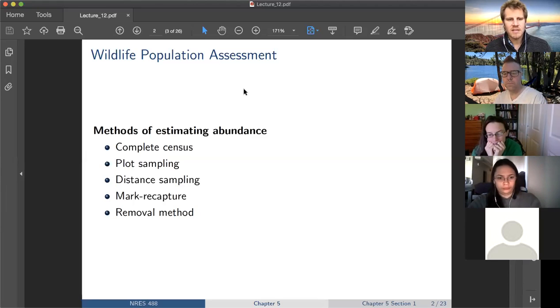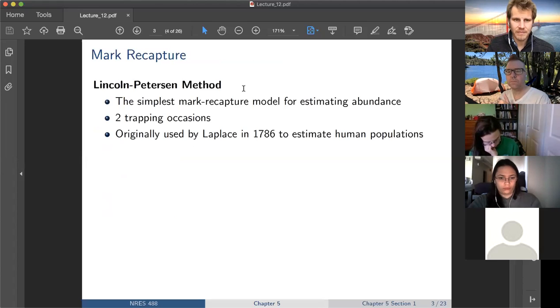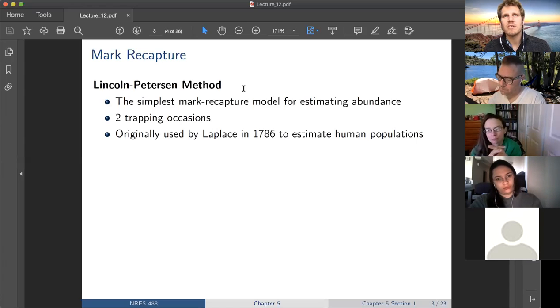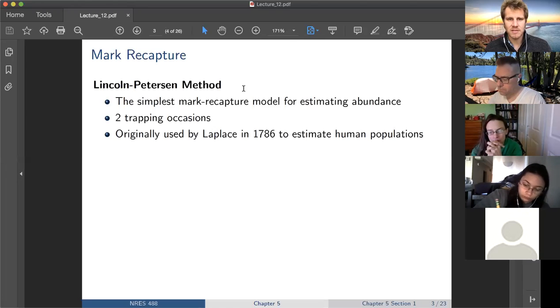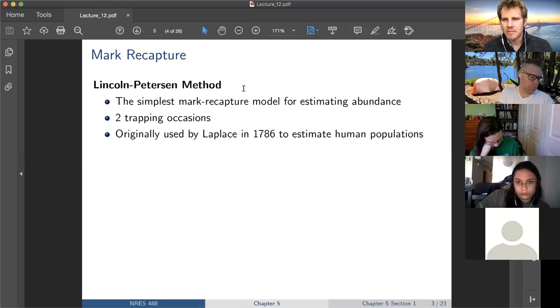And in addition to distance sampling, we're going to talk about mark-recapture methods. Mark-recapture methods are really popular methods for estimating abundance. The basic mark-recapture model is the Lincoln-Peterson method. It's a very simple application. It has some fairly strong assumptions, but if you can meet those assumptions, this is a nice method for estimating abundance, because of its simplicity, its relative ease of data collection, and well-developed estimates of uncertainty.